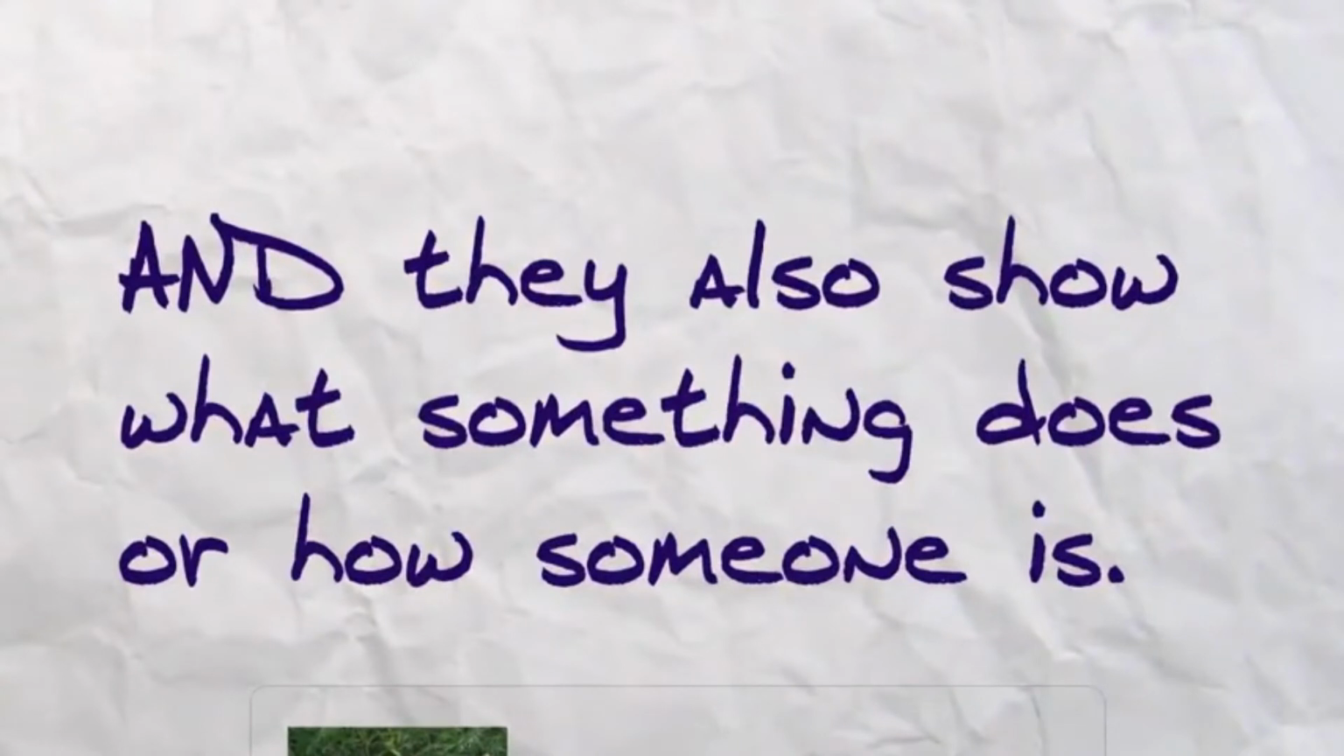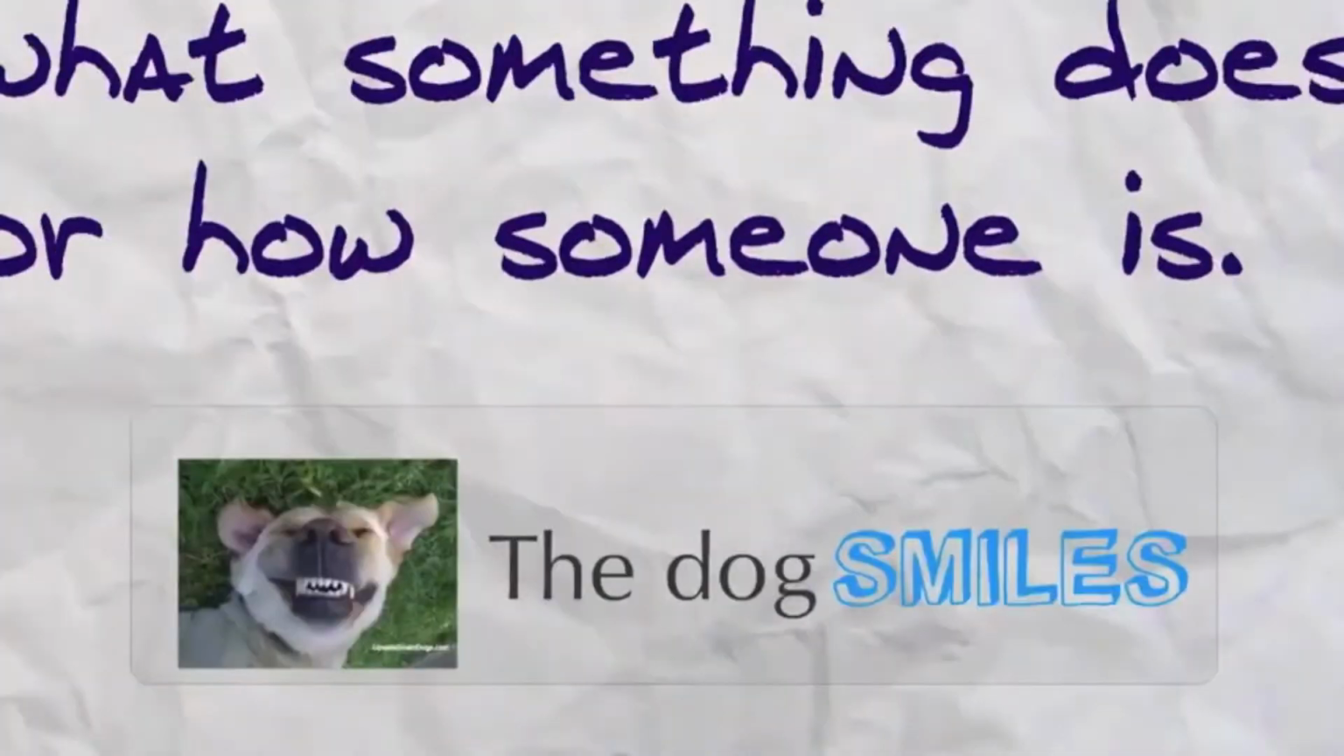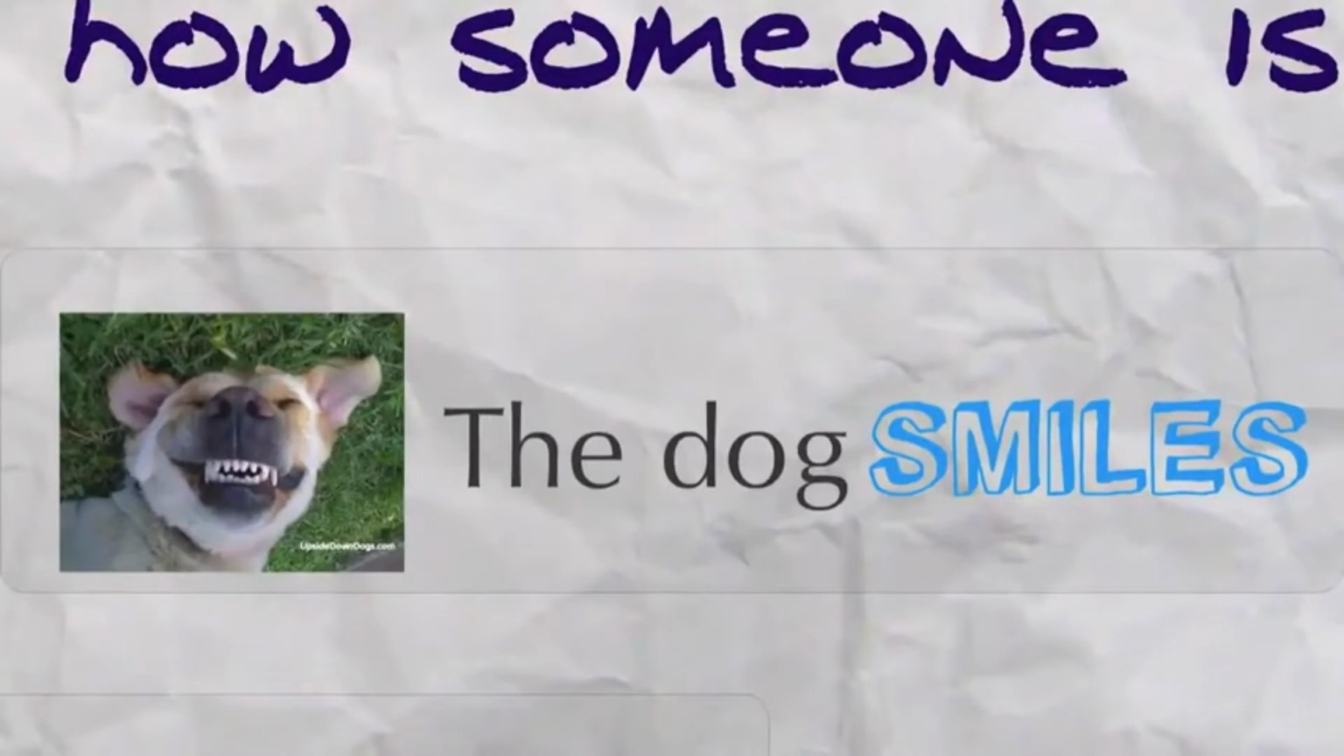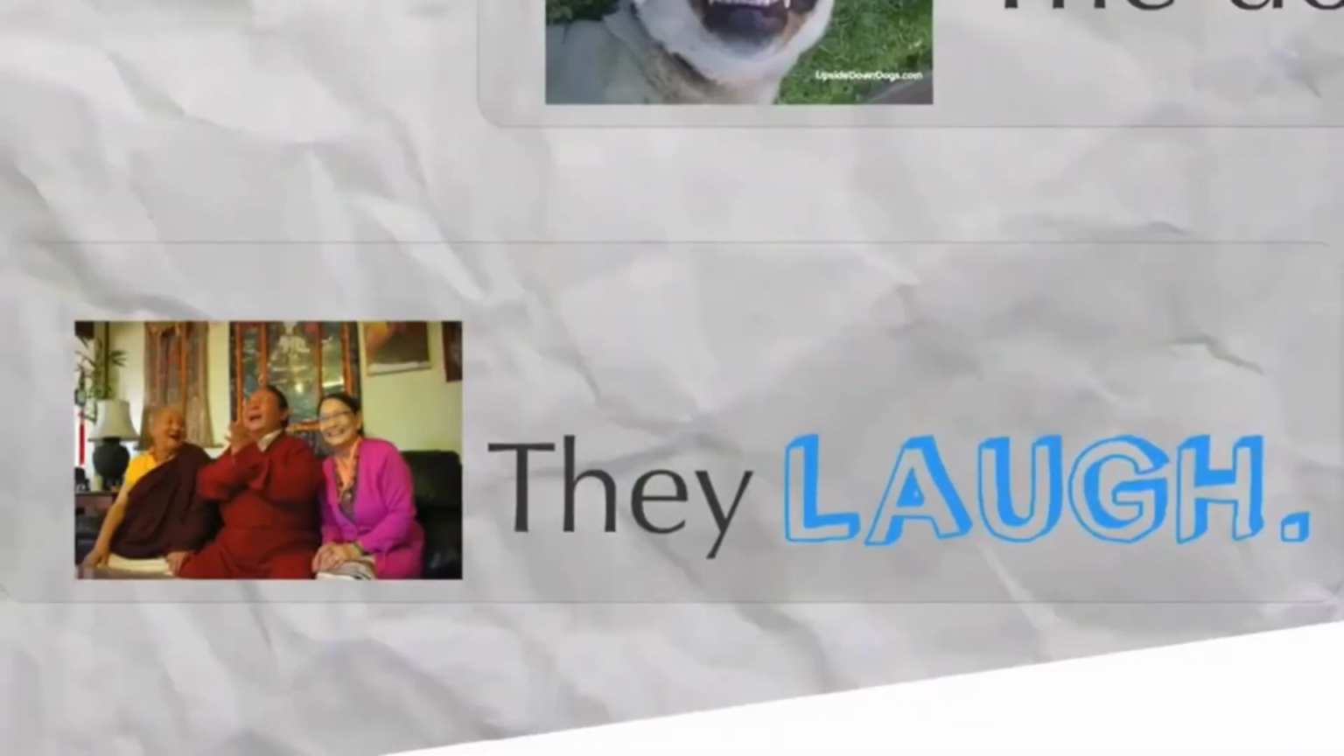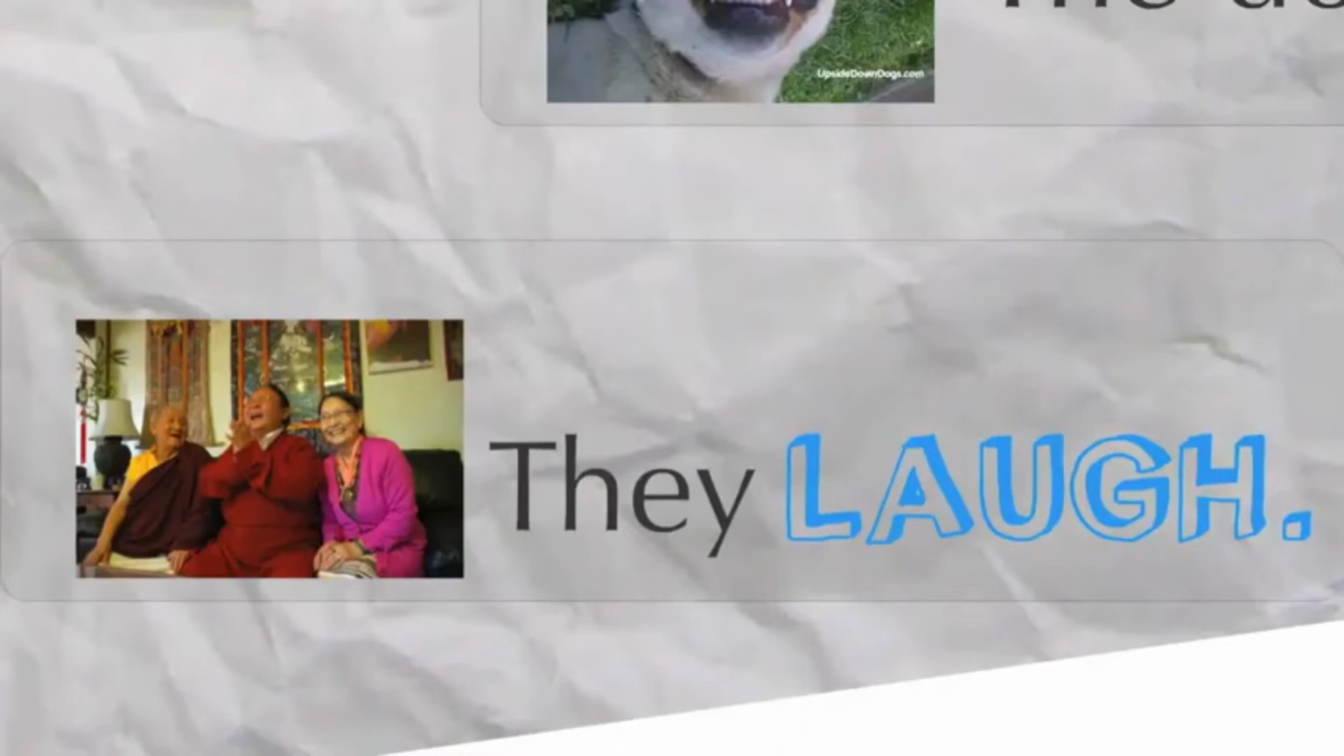Verbs are important because they also show what something does or how someone is. For example, the dog smiles. Smiles is the verb showing what the subject, dog, is doing. Another example is they laugh. Laugh is the verb showing what the subject, they, is doing.